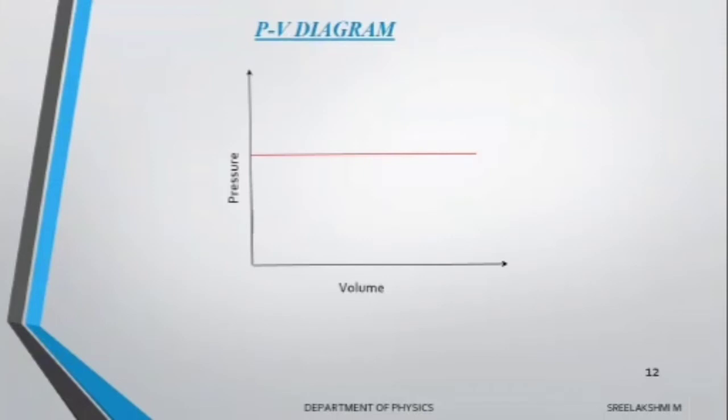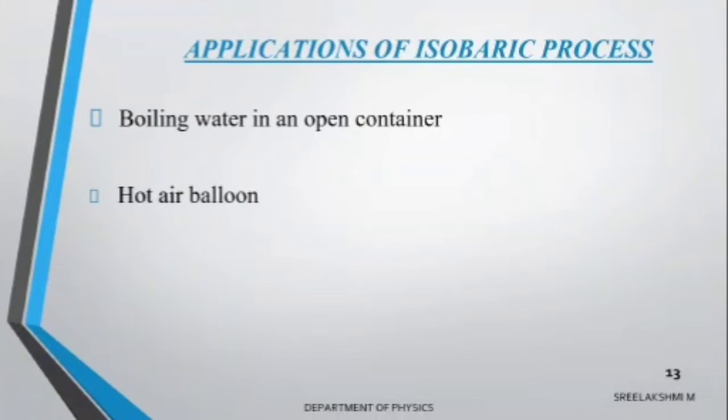This is the PV diagram for an isobaric process. The work done by the gas is represented on the PV diagram by the rectangular area under the isobaric path on the diagram. Whether the area is positive or negative depends on whether the gas has expanded or compressed. The two applications of an isobaric process that I've mentioned here are boiling of water and a hot air balloon. Boiling of water is a very simple isobaric process. So, you have a pot of water on the stove and it is at atmospheric pressure.